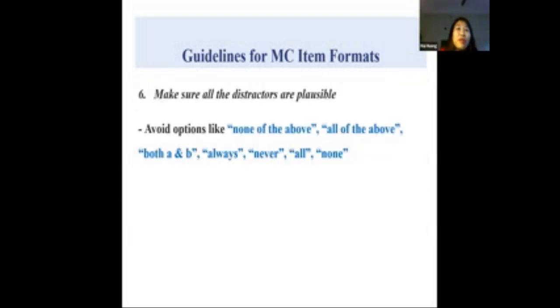For number six, make sure that all the distractors are plausible. I think the principle means that the test designer should make the distractors as attractive to the test taker on an equal basis. So the first way to do it is to avoid options like none of the above, all of the above, both A and B, or using extreme words like always, never, all or none, because this might catch the attention of the test taker more than the other options.